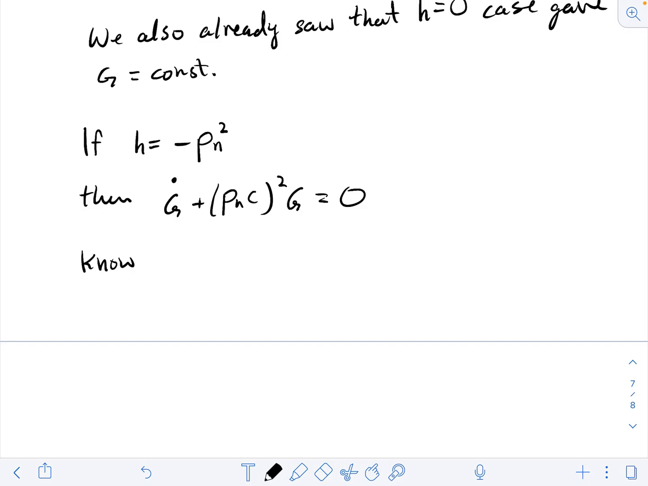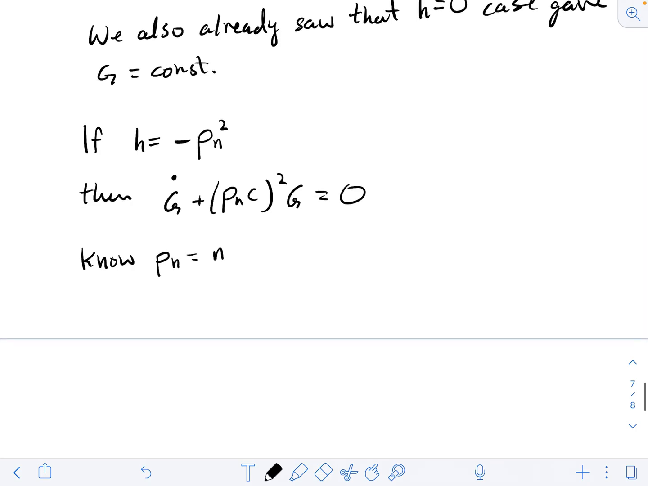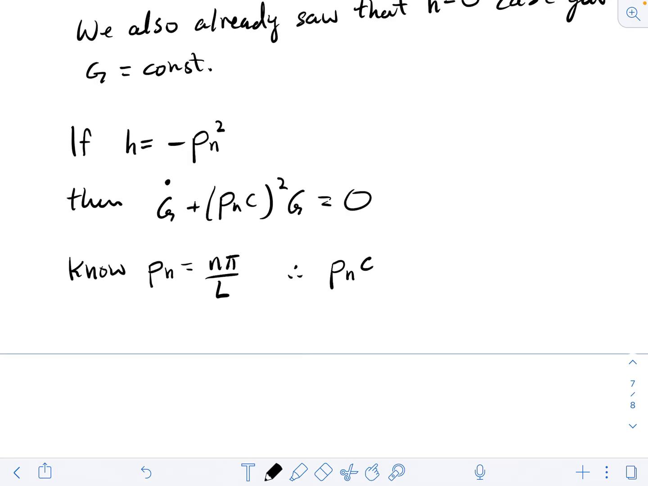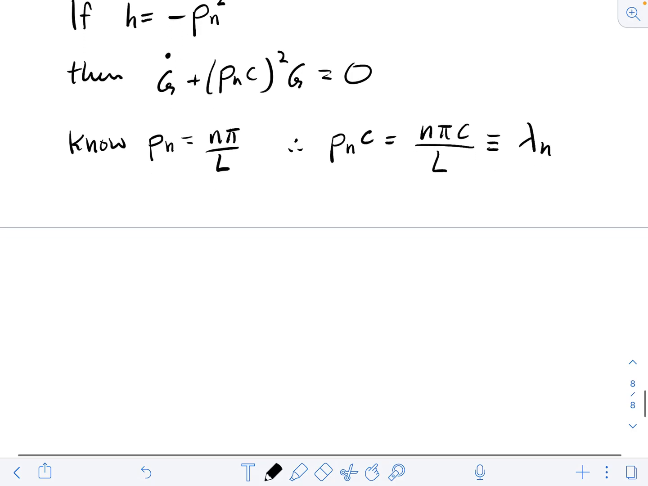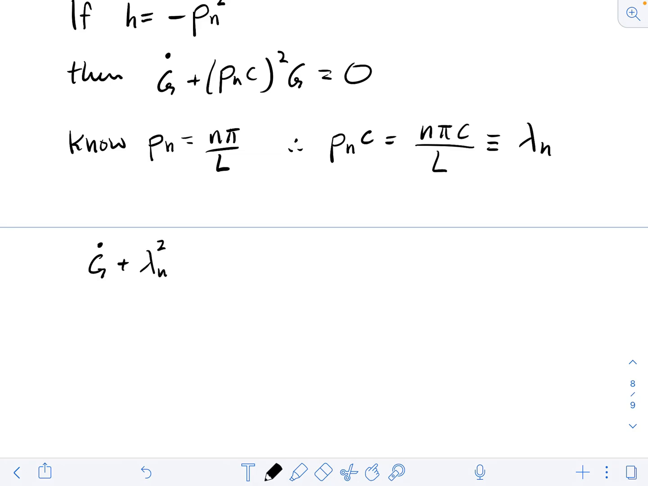So we know already that pn is n pi over L. We just worked that out. So let's say that pn times c is going to be n pi c over L, and we'll just define another quantity, lambda n. If we do that, we get g dot plus lambda n squared g is equal to 0.